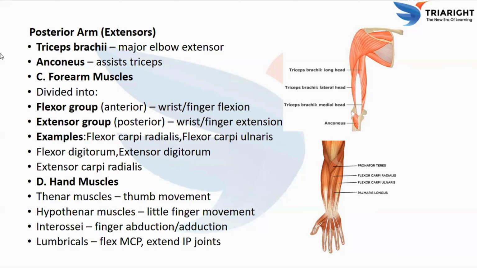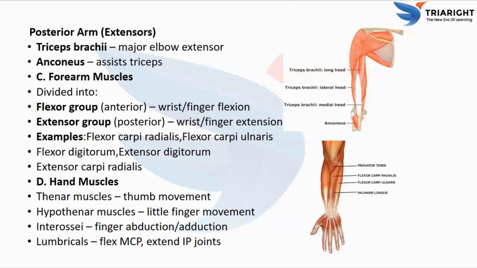So what are the forearm muscles? The forearm muscles control the wrist and also the finger movements. They are divided into 2 main groups. One is the flexor group, another is the extensor group. The flexor group is the anterior compartment, located on the front of the forearm. So what is the function of the flexor group? Flexion of the fingers and wrist. So these are the flexors which are present on the front side.